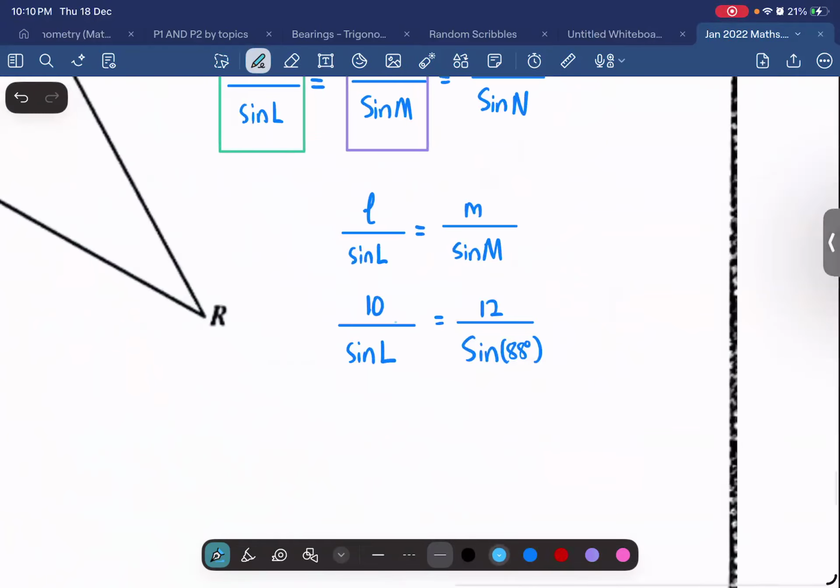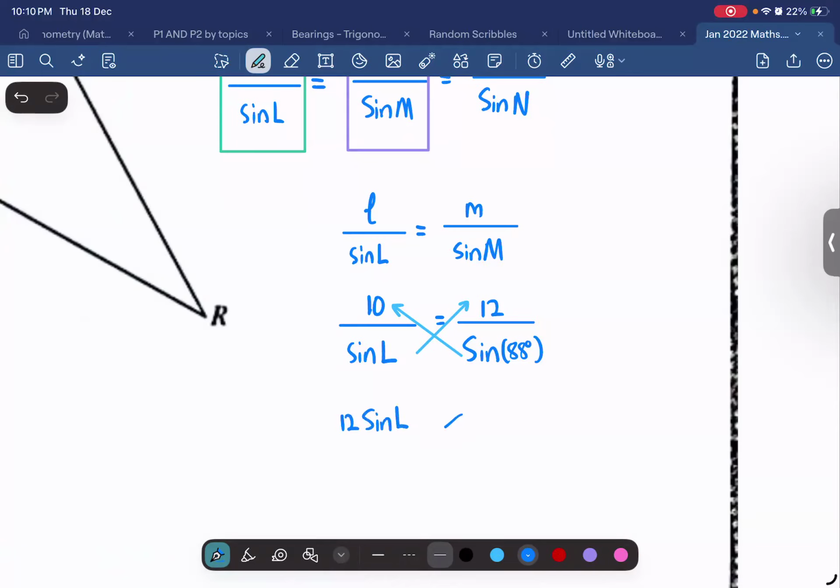Yes, we could cross multiply. What do you think I should cross multiply first? The unknown side. Exactly. So what should I write here on the left-hand side? 12 sine L. I like how you corrected yourself there. 12 sine L, and that'll be equal to? 10 sine 88 degrees. We want to find sine L first. So what do we have to do on both sides? We have to divide by 12, to get rid of that 12.